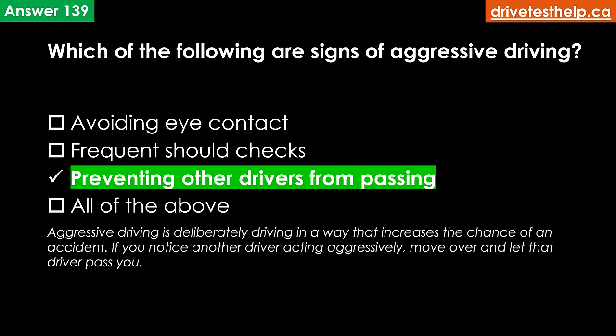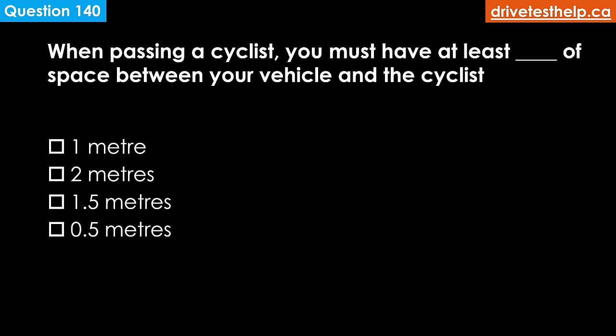There are many manifestations of aggressive driving, including tailgating, yelling obscenities, or making obscene gestures at another driver, deliberately blocking another driver from passing or changing lanes, and even running another driver completely off the road. If you notice another driver acting aggressively, move over and let that driver pass you. When passing a cyclist, you must leave at least blank of space between your vehicle and the cyclist. 1 meter, 2 meters, 1.5 meters, 0.5 meter. The correct answer is 1 meter.